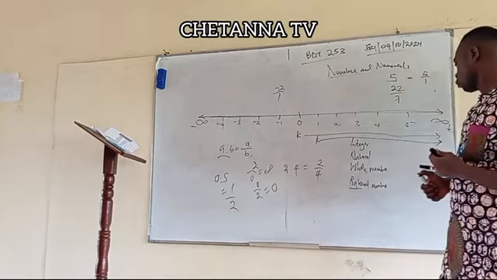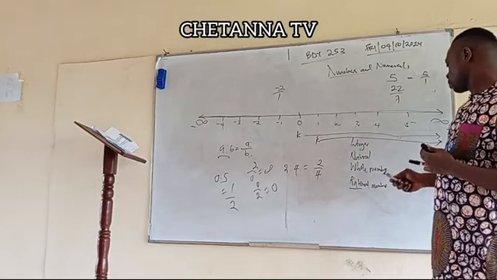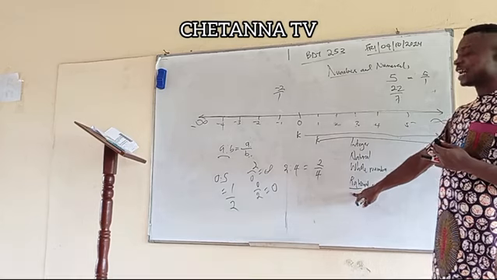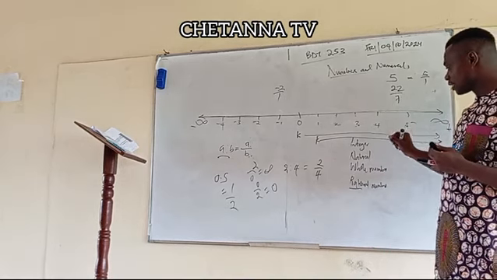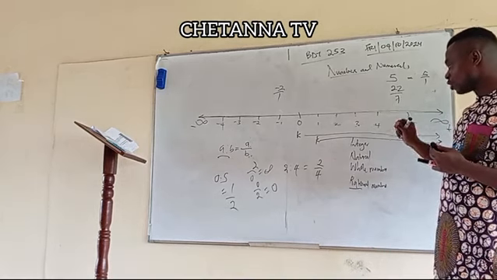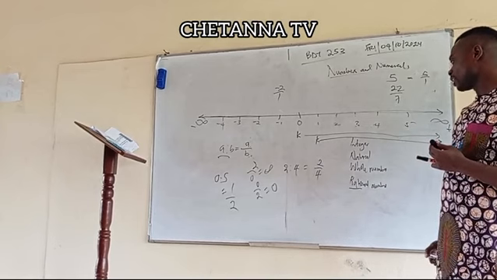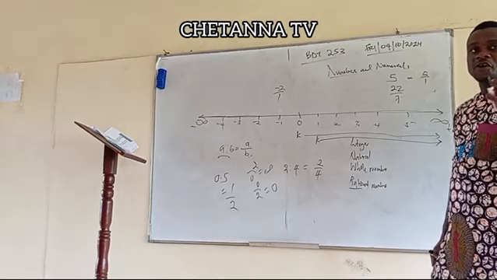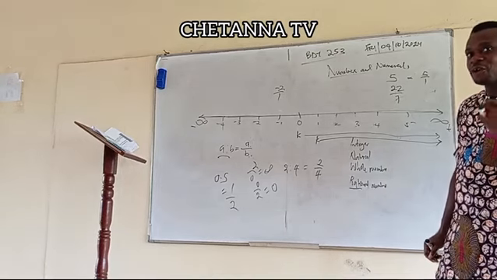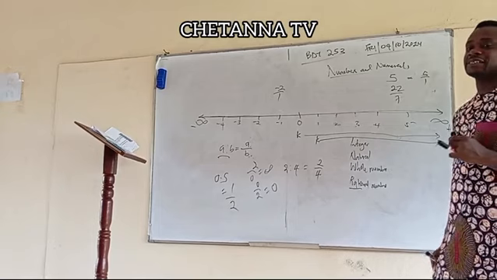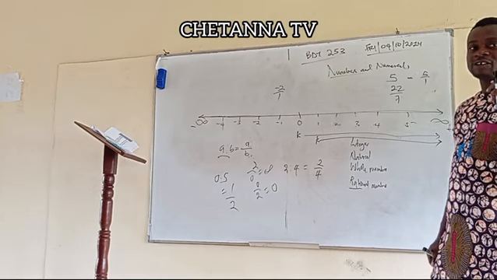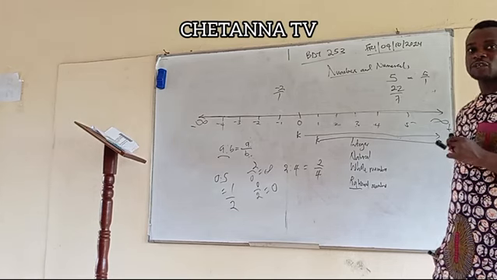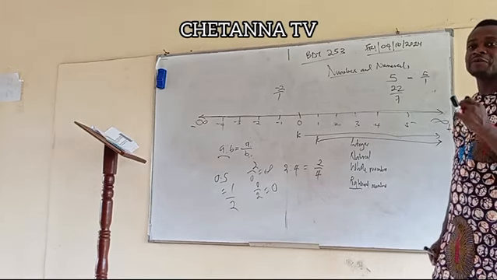Okay. Before we move to irrational numbers, there are some numbers I want us to look at. We have things like odd numbers, even numbers, prime numbers. So where do they lie? What is an odd number? What is an even number? What is a prime number?